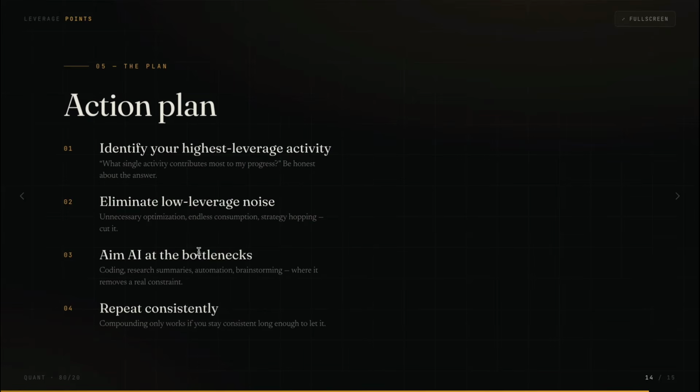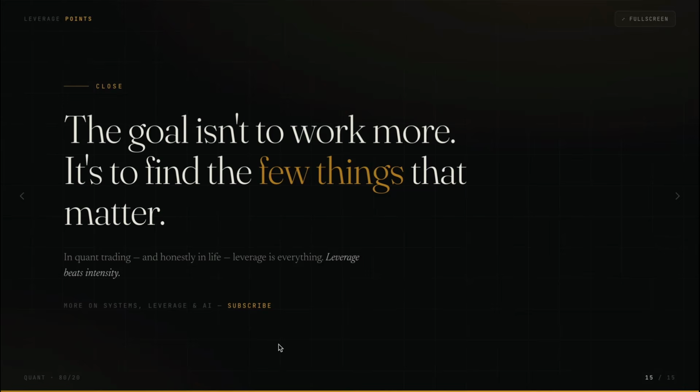And then eliminate low leverage noise, aim AI at the bottleneck, okay? Coding, research summary, automation, brainstorming, where it removes a real constraint. And then repeat consistently. Compounding only works if you stay consistent long enough. The goal isn't to work more, it's to find the few things that matter. If you're still working the same time you were working 5 years ago, that's not good. That's a sign that you're not working on the leverage point. That's my little idea that I realized recently, because I also was spending a lot of time on things that don't matter. So in quant trading, and honestly in life, leverage is everything.